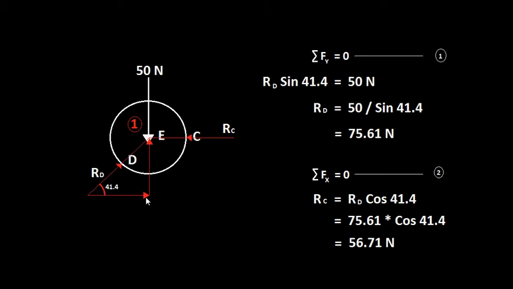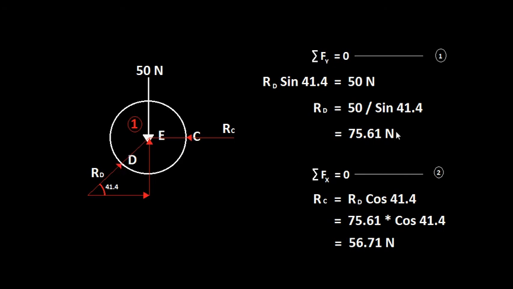Now you can calculate the horizontal component of RD, that is 75.61 into cos 41.4, and that should be equal to RC for the horizontal equilibrium of this system. So you have summation of all forces in x direction is 0, and therefore RC equal to RD cos 41.4, that is 75.61 into cos 41.4, that is 56.71 Newton. From this one, we are going to take this reaction to the next step of the calculation, where we're going to find the equilibrium of body 2, because body 1 and body 2 are in contact at D, therefore the resistance at that point will be the same.